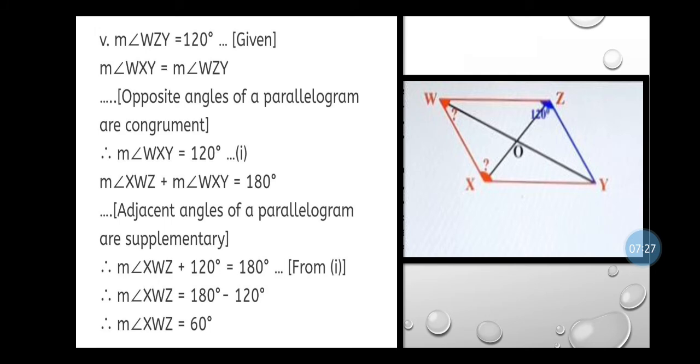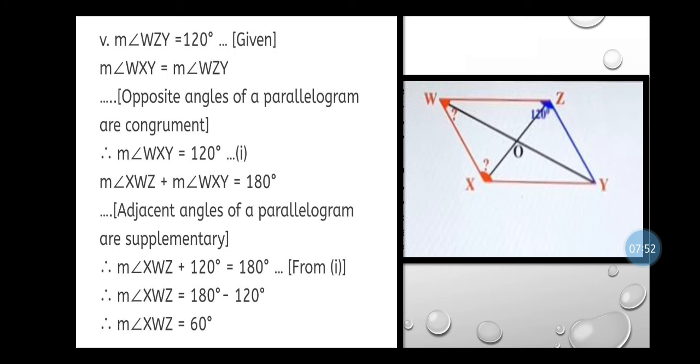So let's start. We already know that it is given in the question, WZY is equal to 120 degree. Opposite angles of parallelogram are congruent. Therefore measure angle WXY is equal to measure angle WZY. So we get measure angle WXY is equal to 120 degree. Let's give it as equation 1.